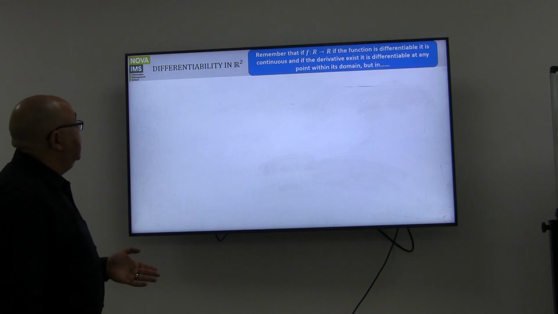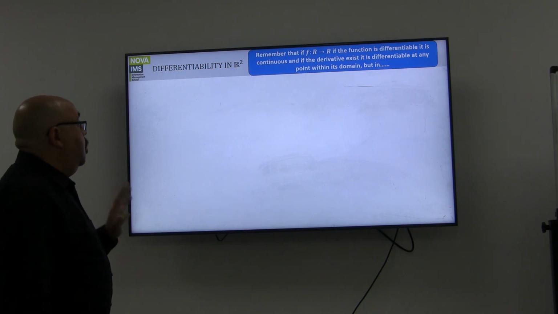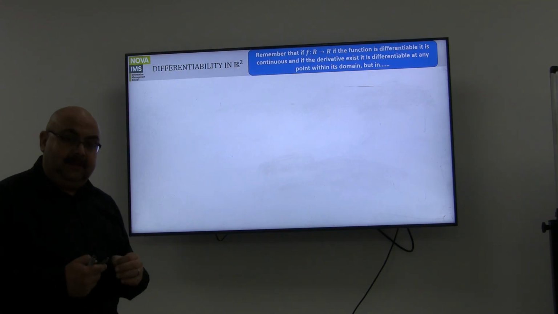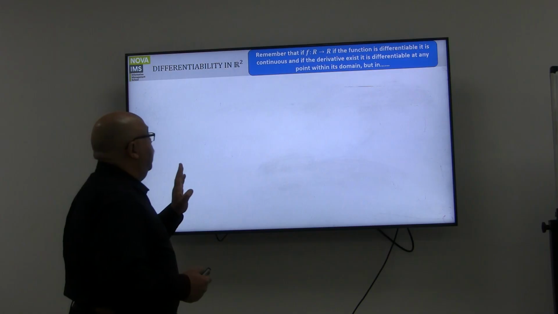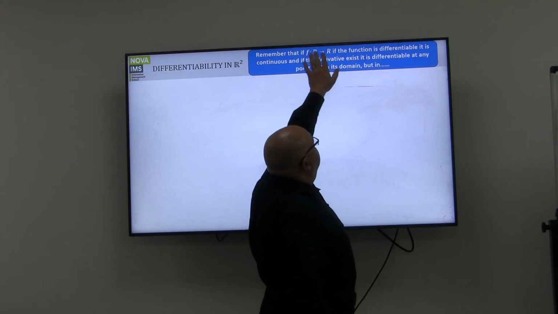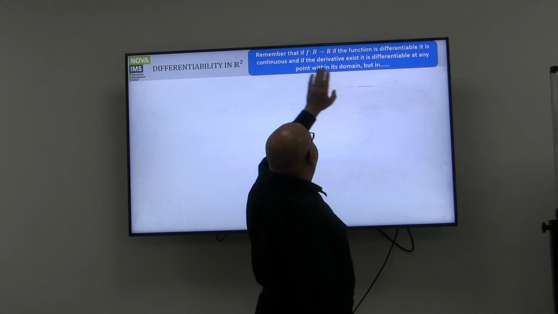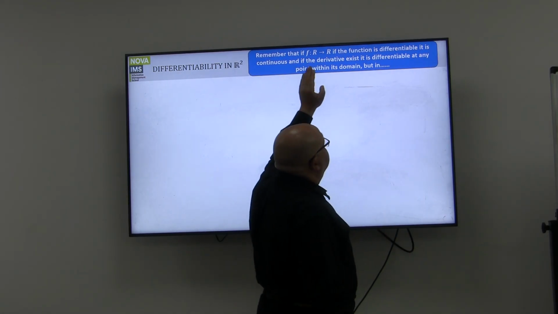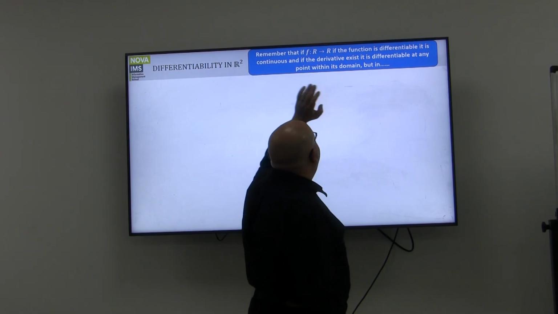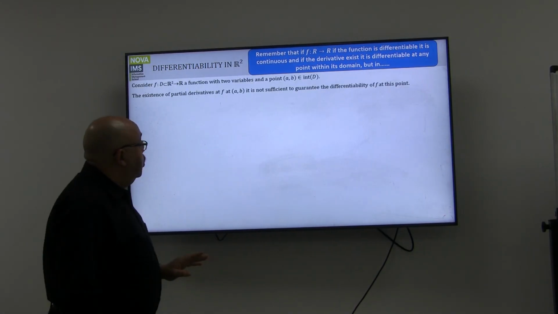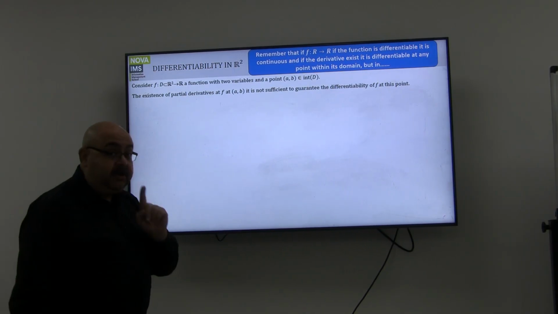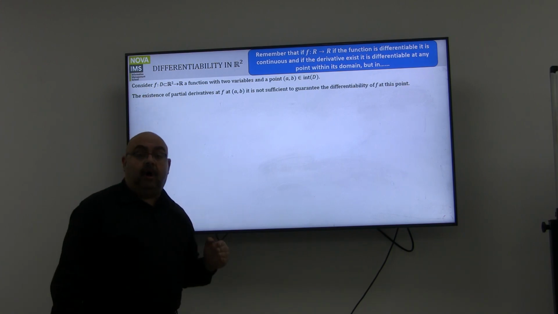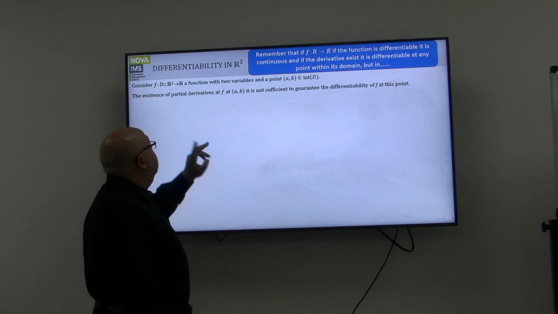Once we go to discussing the relation in R2, okay, the story will be a little bit different. So, first of all, remember that f is a function from R into R. If the function is differentiable, it is continuous. That's the statement of the previous theorem. And if the derivative exists, it is differentiable at any point within the domain. Okay? But in two dimensions, remark, this is very, very important. For functions from R into R versus functions in several variables, remark the difference.